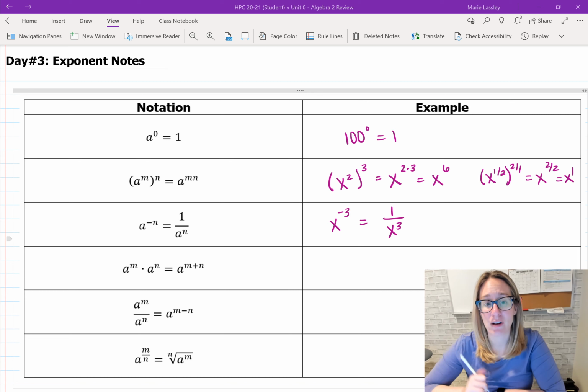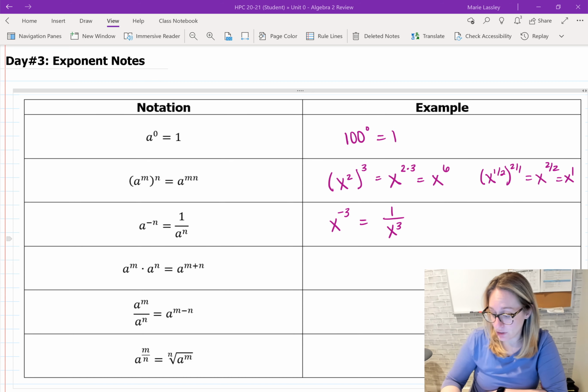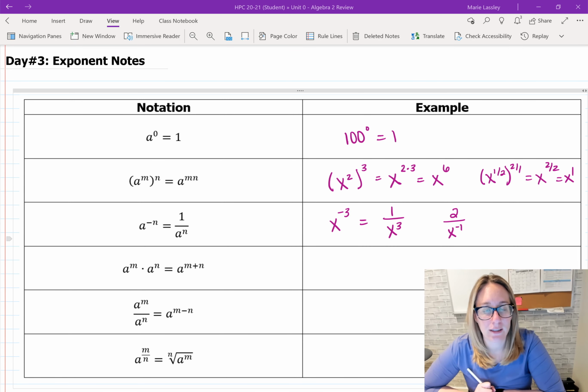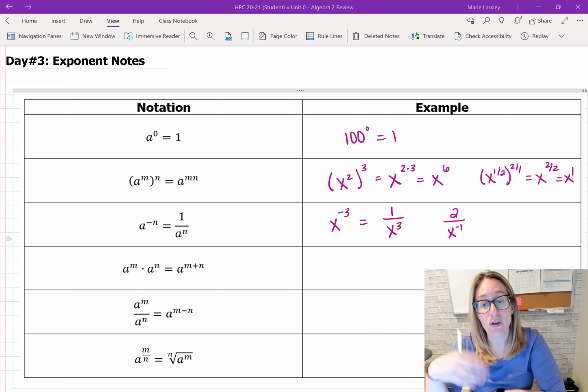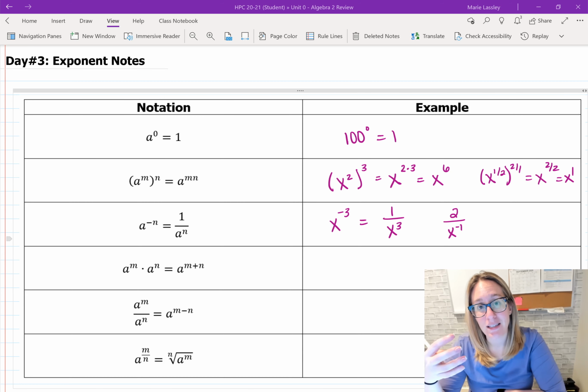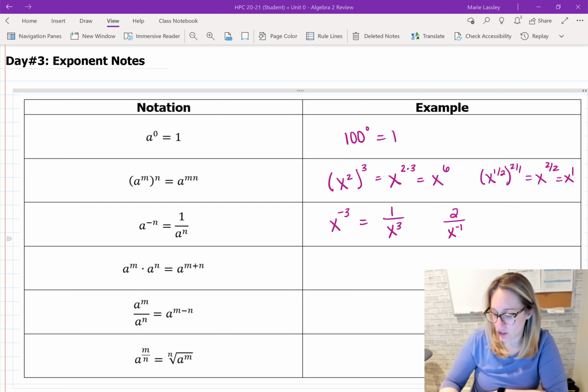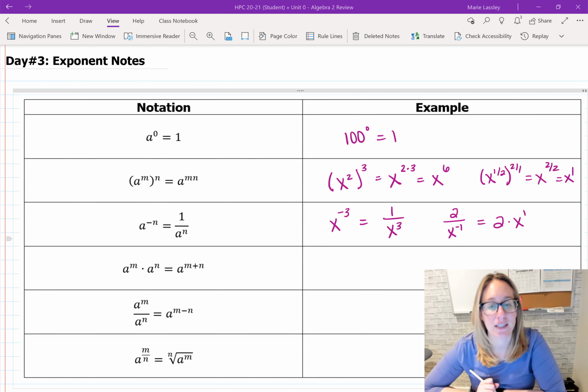All right, and the same thing goes if the negative is on the bottom. So if you started out with 2 over x to the -1, if that was your original problem and you wanted to put this in most simplified form, what you would do to make that -1 a positive is you would flip it to the top. So this would change to 2 times x to the power of +1.